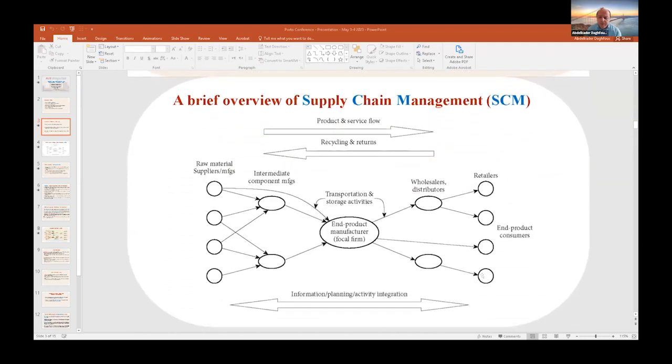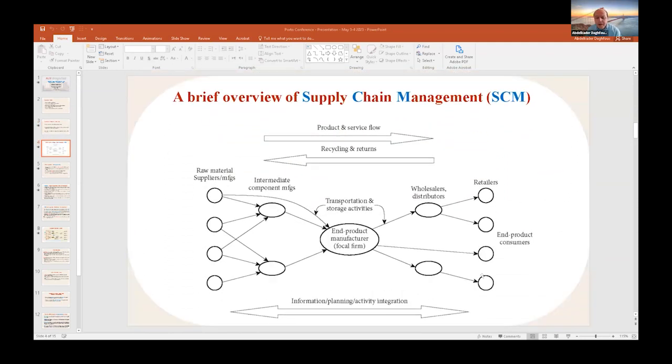For our audience who are not familiar with supply chain management, since I'm in the School of Business and most of the audience seem to be from computer science, just to be on the same page, so to speak, and to familiarize ourselves, this is a picture of what we mean by a supply chain.